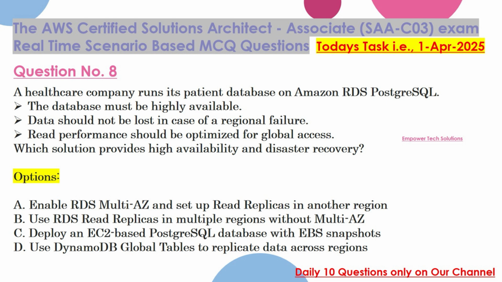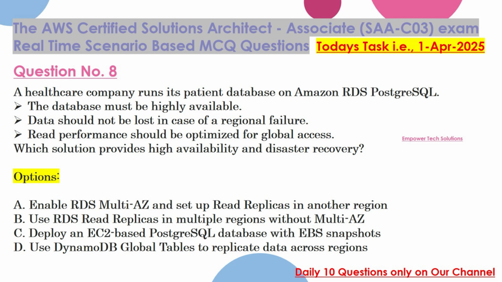Question 8. A healthcare company runs its patient database on Amazon RDS PostgreSQL. The database must be highly available. Data should not be lost in case of a regional failure. Read performance should be optimized for global access. Which solution provides high availability and disaster recovery?